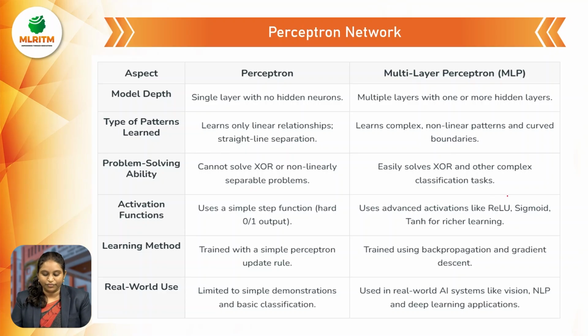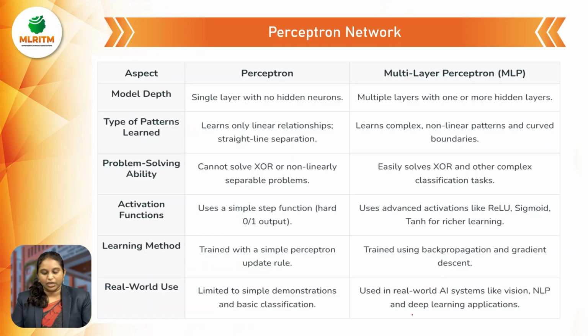Fourth one is the activation function. In perceptron, it is going to use a simple step function, nothing but a 0 or 1 output you are going to get. Coming to the multi-layer perceptron, it is going to take advanced activations, nothing but ReLU, sigmoid, and tanh for smooth blending. Next one is the learning method, where the perceptron is trained with the simple perceptron update rule here, while the multi-layer perceptron is trained with backpropagation and gradient descent.